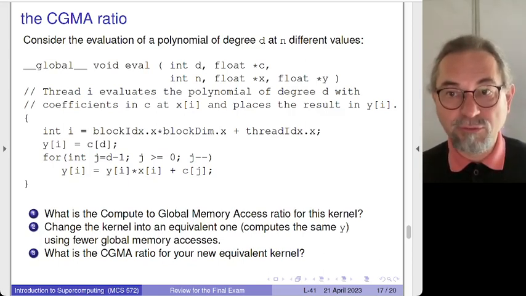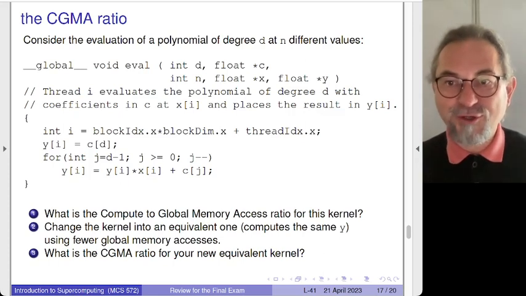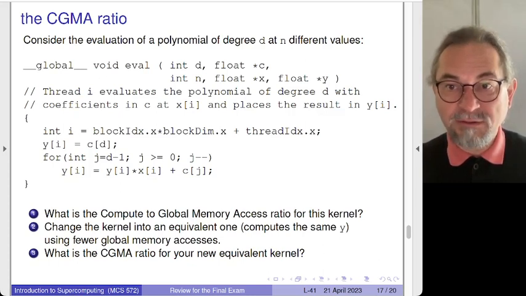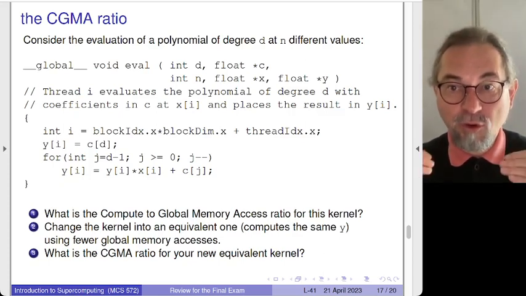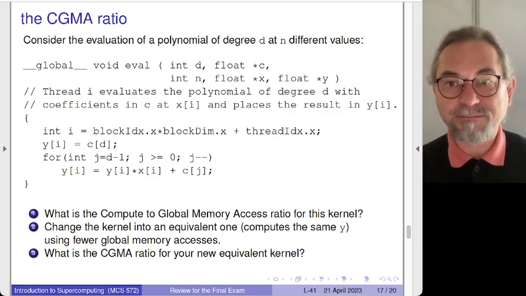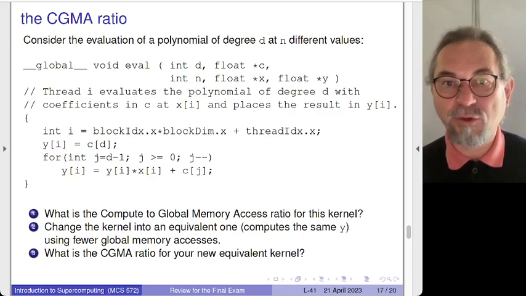Then actually what you do is that if you now also work with a polynomial of degree 32 for convenience, then the loading in of the entire coefficient vector happens in one instruction. So then actually you have a constant denominator, and the numerator remains 2 times d. So actually, the larger your polynomials, the better. So then the compute to global memory access increases with the degree of your polynomial.